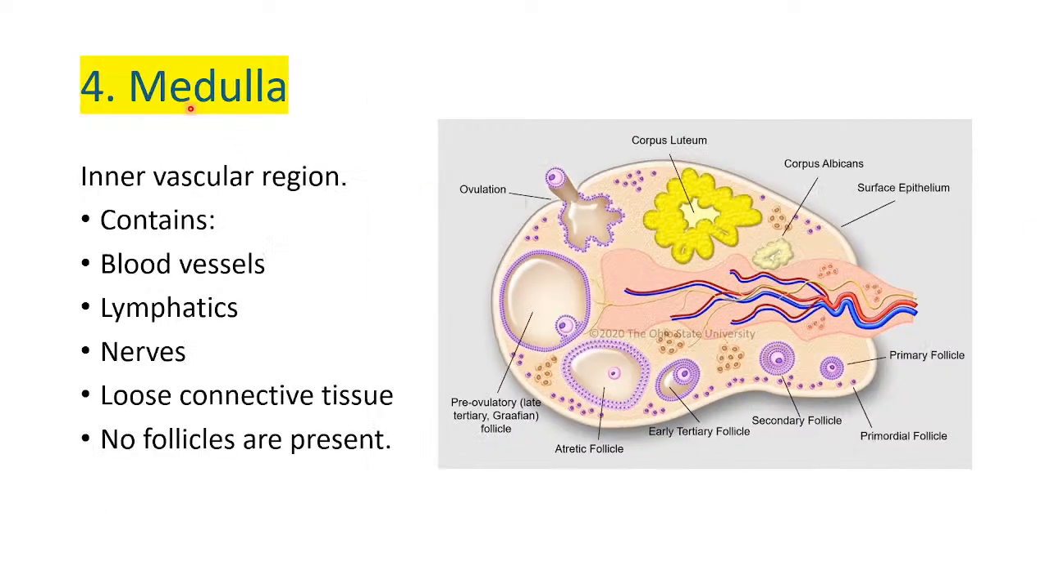So also there is the medulla, which is the central part of the ovary here, where we can see the blood supply, the nerves and all that. The inner vascular region contains the blood vessels, lymphatics, nerves, and loose connective tissue. No follicles are present. You can see that there are no follicles in the medulla of the ovary.